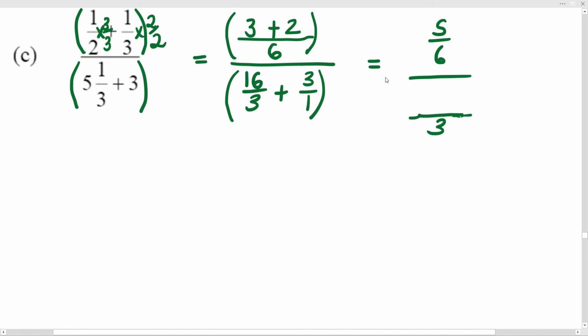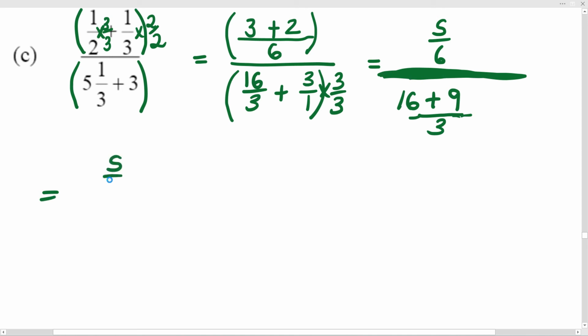Okay, which one is the main fraction line? That one. I'm going to make it extra thick and messy, just so that I remember what's going on here. This is my big fraction line, and within that, I've got a fraction over a fraction. Okay, so it's 16 over 3, but what is 3 over 1 converted to something over 3? Well, I've got to multiply it by 3 over 3, which is going to be 9. Okay, so I've got 5 over 6, big fraction line, over 25 over 3. Now what?